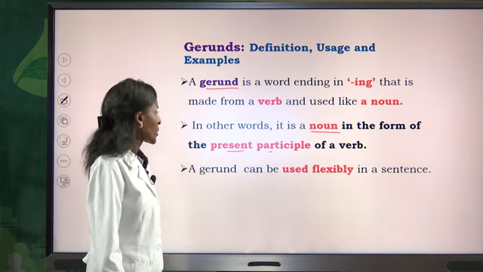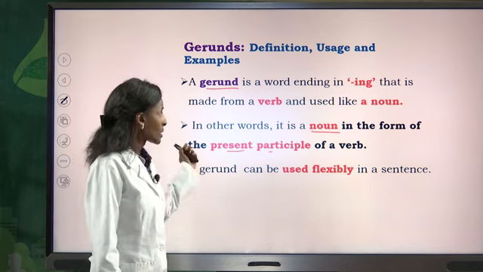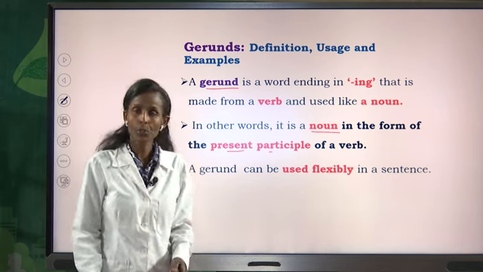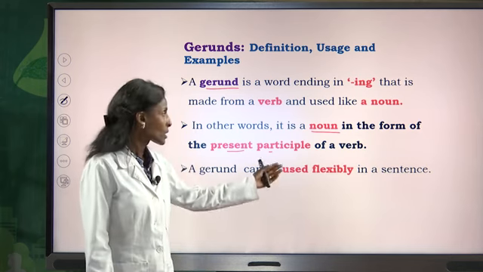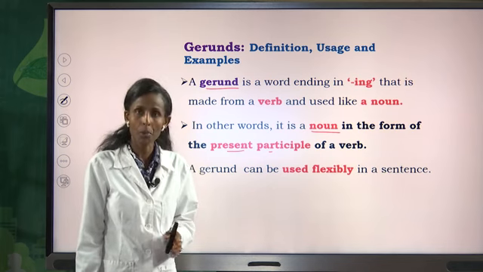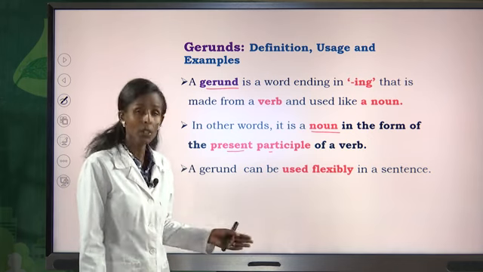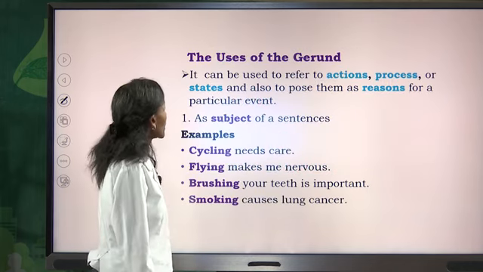Here, a gerund can be used flexibly in a sentence. As I said, V plus ing form is supposed to be gerund if it is used as a noun. So that means it is flexibly used in a sentence. It can be what? Subject. Noun can be a subject, object, or complement of a sentence, as you know, okay? Let's see how it will be flexibly used in a sentence.